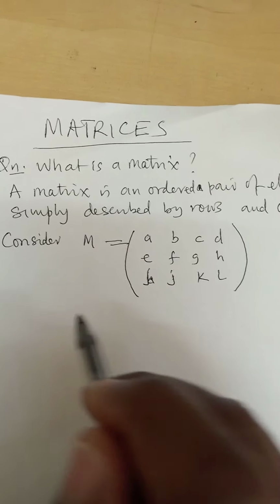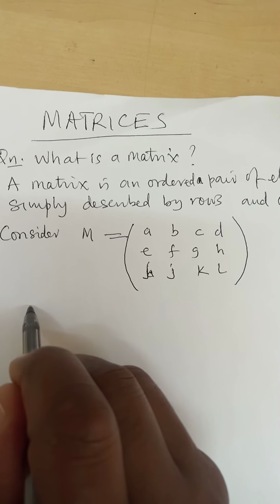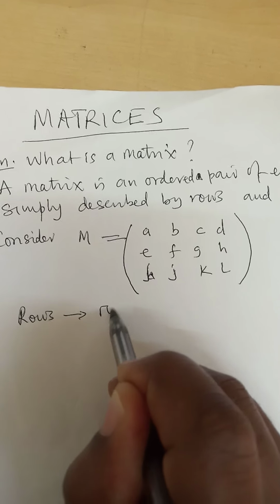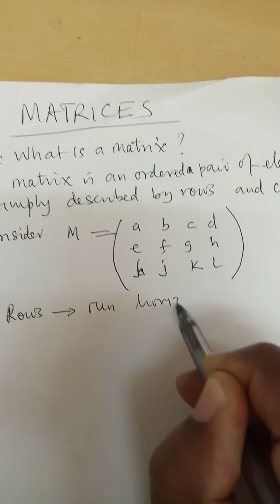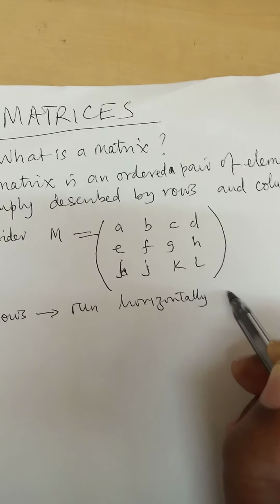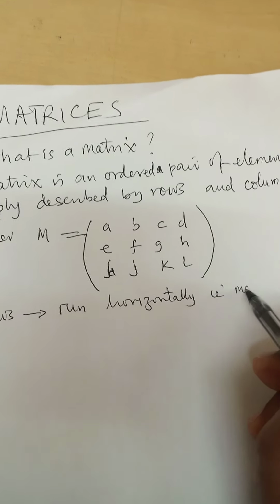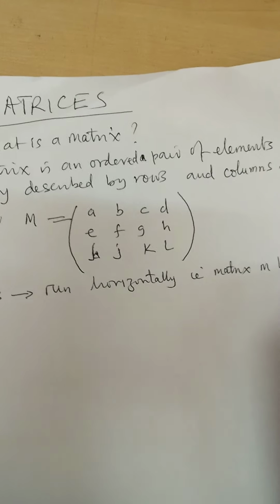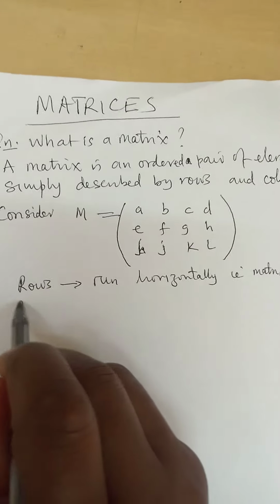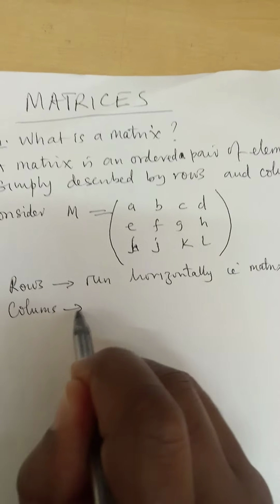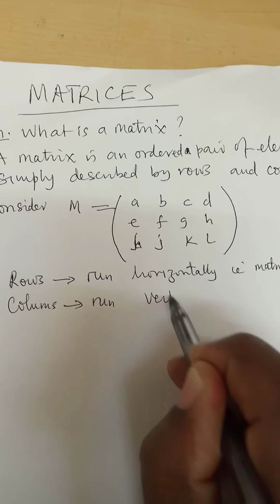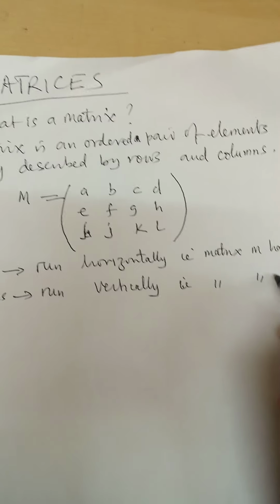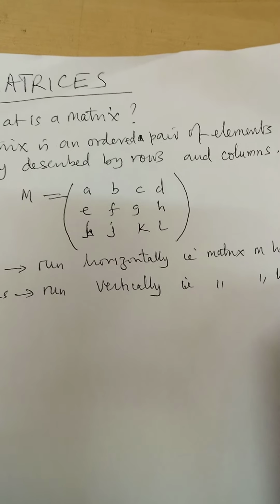And we can say that the rows run horizontally, i.e. matrix M above, which you can see, has three rows. The columns run vertically, i.e. the above matrix M has four columns.